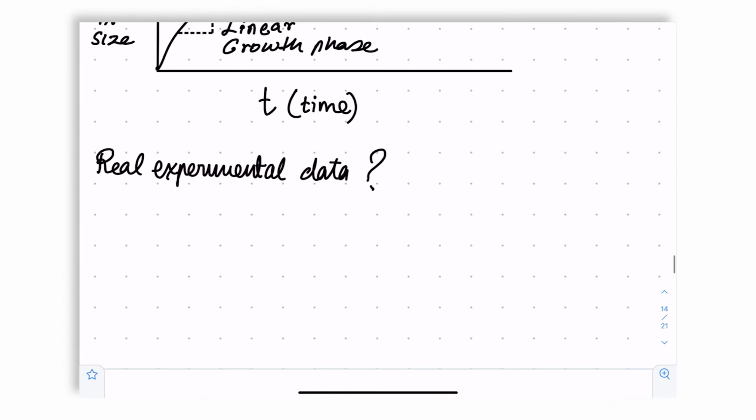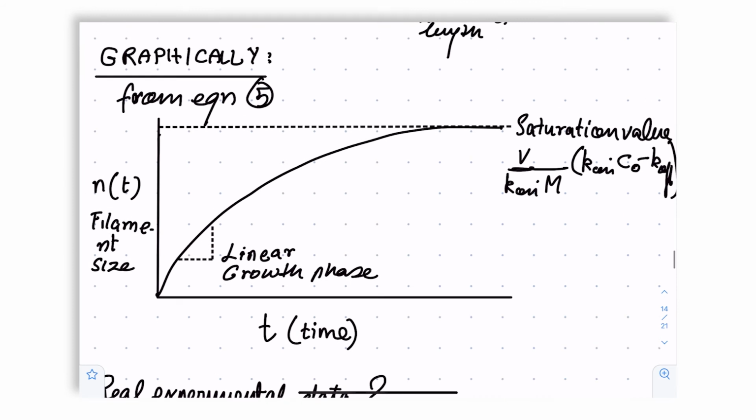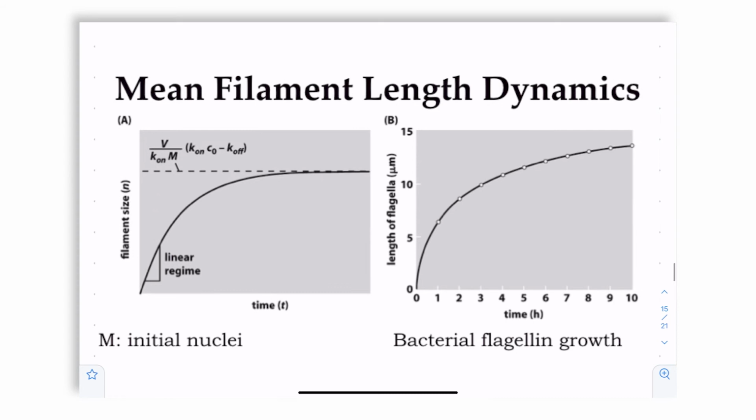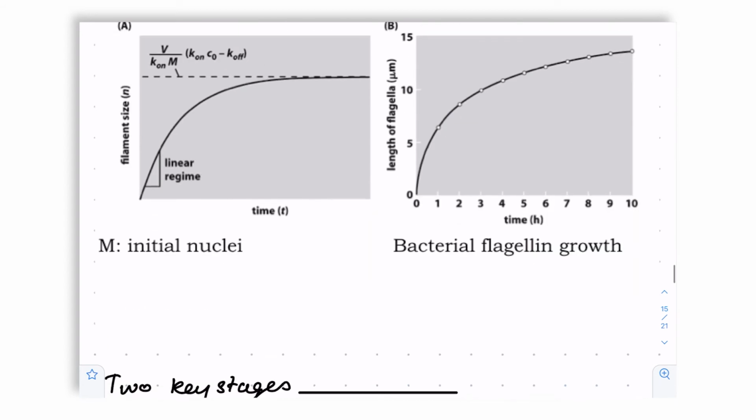What about real experimental data? Does this ideal graph even compare to anything that we can find? Looks like filament length dynamics from a bacterial flagellar protein called flagellin, when it is plotted over here as a function of time, shows a beautiful match with this theory. And in fact, you can fit it, and using the fit, estimate some of the kinetic parameters.